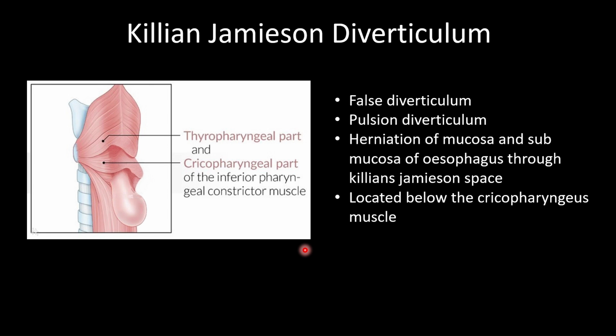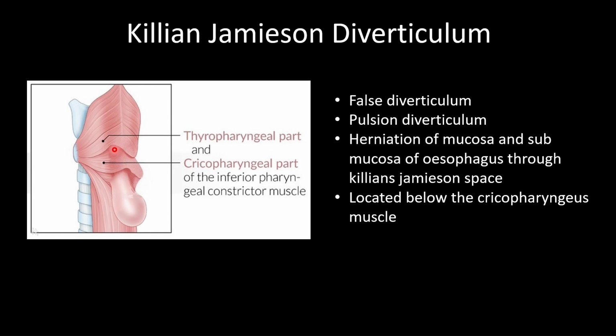Now, talking about the second upper esophageal diverticulum, the Killian-Jamieson diverticulum. Now, it is also a false as well as pulsion diverticulum. It is, therefore, obviously, an outpouching of mucosa and submucosa through a muscular defect. Now, they are located just below the cricopharyngeus muscle.